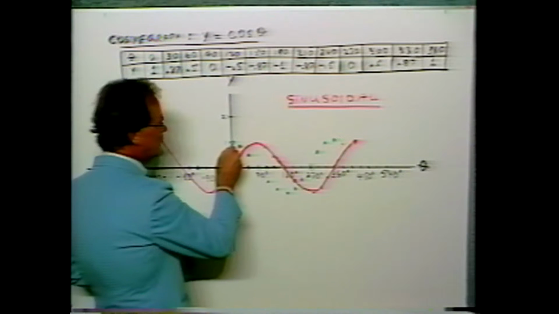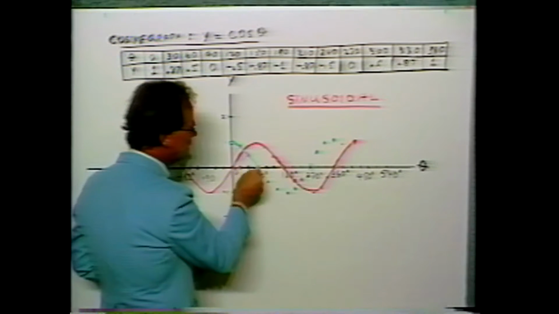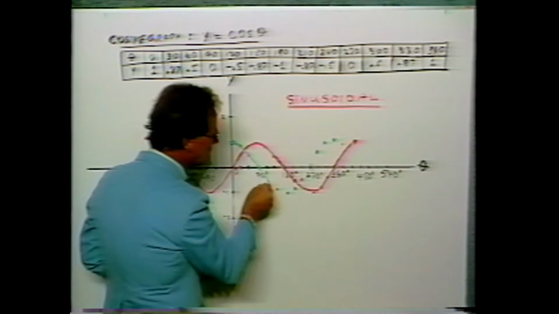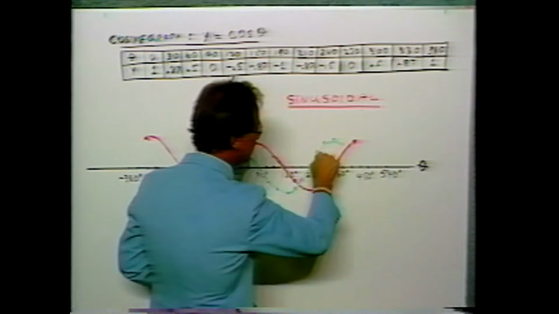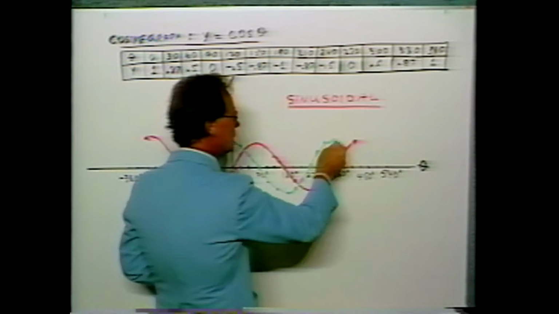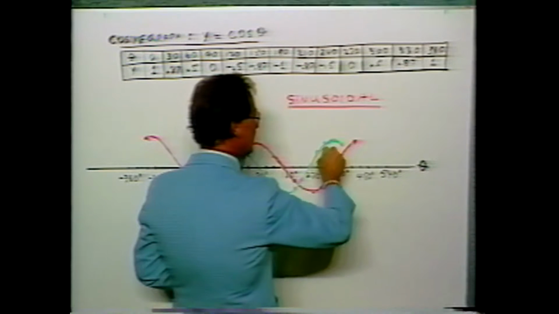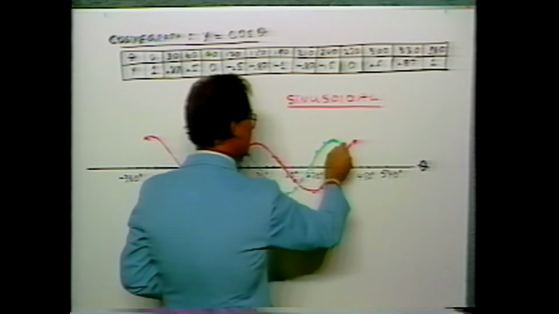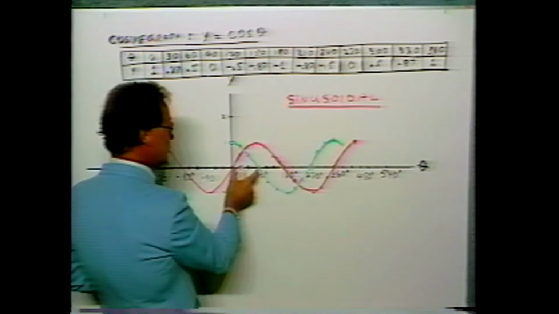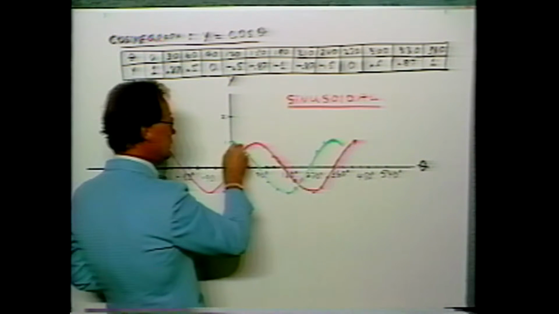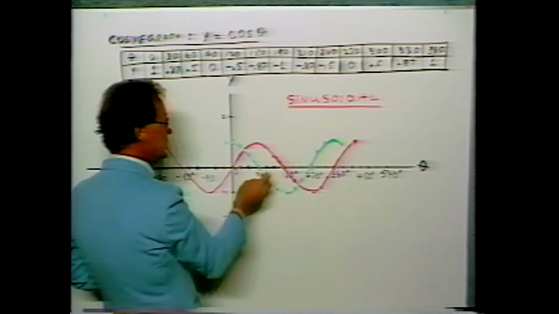If you draw a curve through these points, you get a curve that is again sinusoidal. It's shaped somewhat similar to the sine curve, but it is displaced by an amount which we refer to as 90 degrees. It's 90 degrees out of phase, as it's referred to.